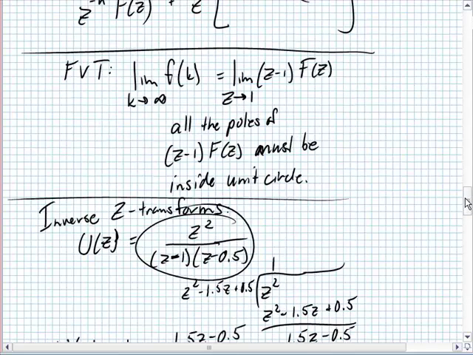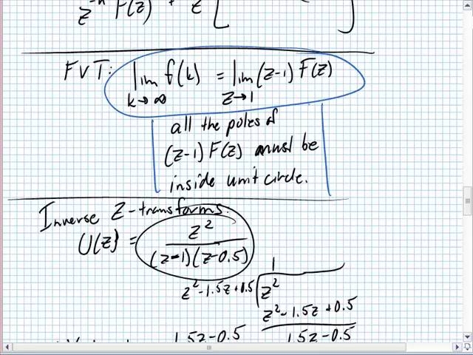Final value theorem. Sorry, this is going quickly, but you can always watch it over and over again. The final value theorem is stated this way. The trick is you have to make sure that all poles of (z minus 1) times F of z have to be inside the unit circle. Because if they're outside the unit circle, then the final value is infinity. So the problem is that you could get an answer using this formula, but if the poles are outside the unit circle, that answer is wrong. So just be careful about using it this way.